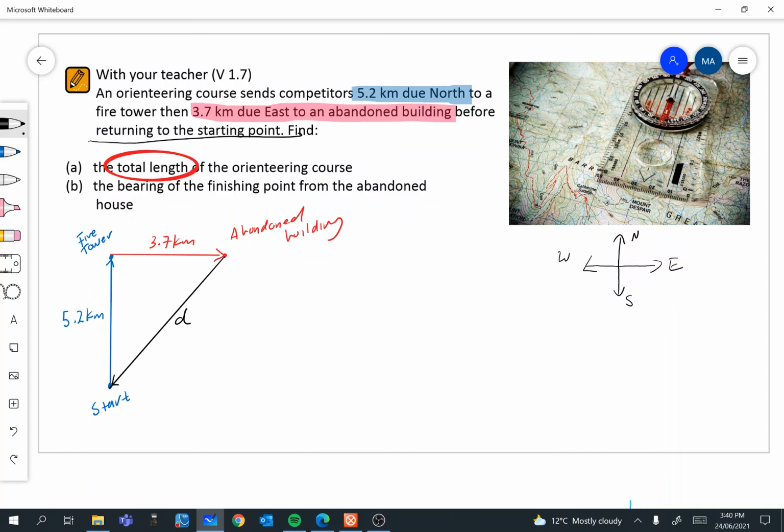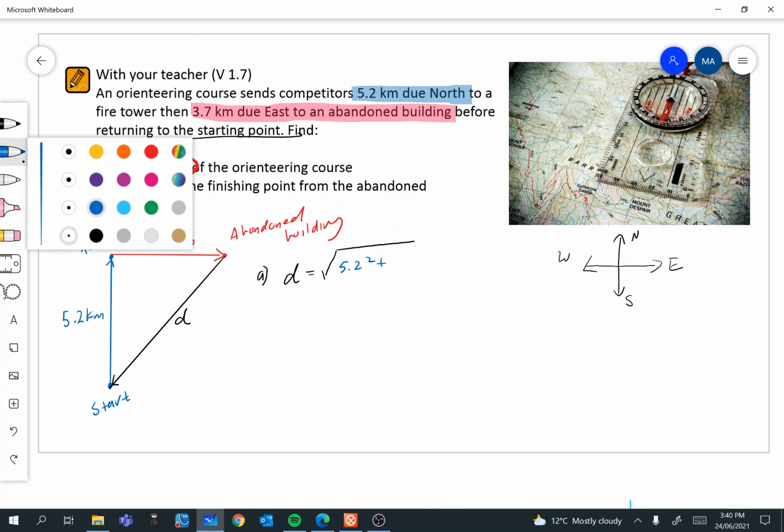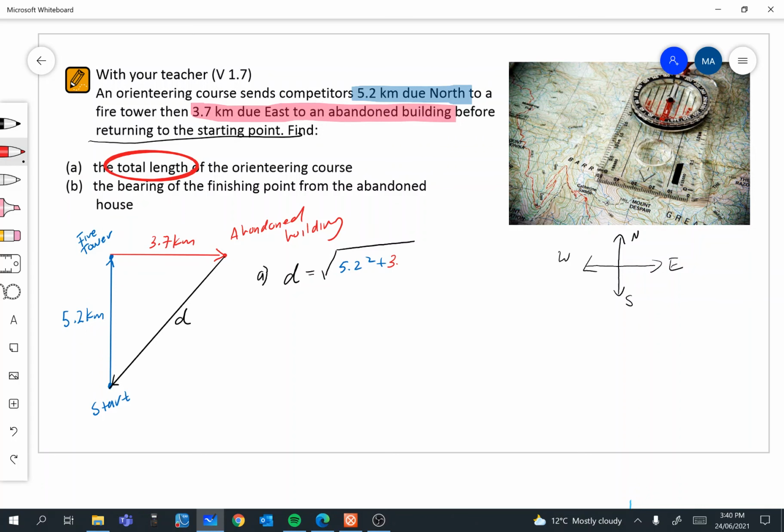Okay, so for part A, we're going to use Pythagoras' theorem. So D will be equal to the square root of 5.2 squared plus 3.7 squared. Now, if you have a go at that and round to one decimal place, which I'm going to do because all the numbers given in this question are to one decimal place, you get 6.1 kilometers.